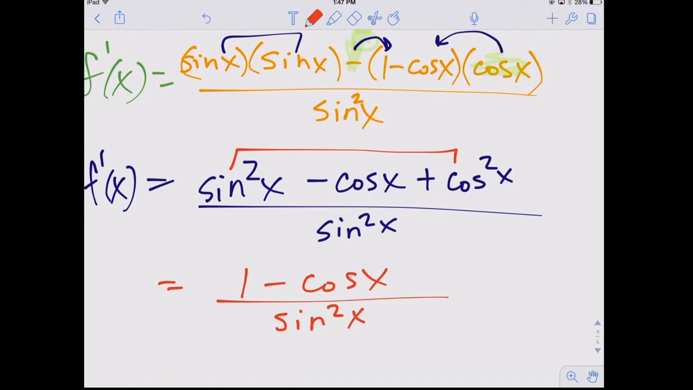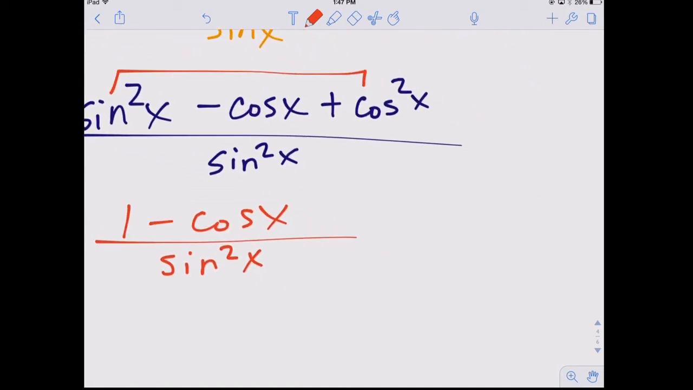Now that looks right there like a decent place to stop, doesn't it? But can we keep going? Sure, we can keep going. There are 2 ways to keep going from here. One of the techniques that we'll be using throughout the year is the ability to split up terms in the numerator by putting each over the entire denominator. So I'm going to work from left to right here. We can call that 1 over sine squared minus cosine over sine squared, as long as you put them each over the entire denominator.